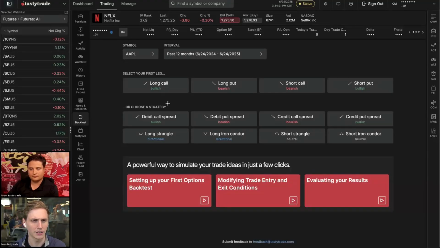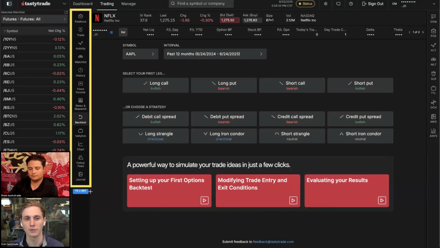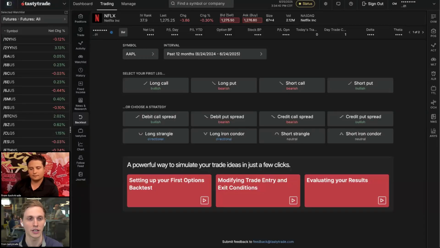Let's go ahead and get into the backtesting tool. When you're on the web platform under our trading page, on the left side of our screen is our navigation bar. This is where we can go to our trade tab, look at our watch lists, trade fixed income, and look at news and research. And in particular today, we're going to be looking at our backtesting tool. This is the screen that you'll see right in the middle here.